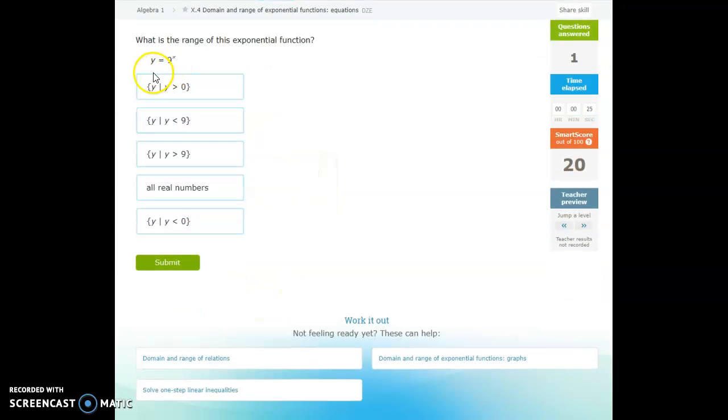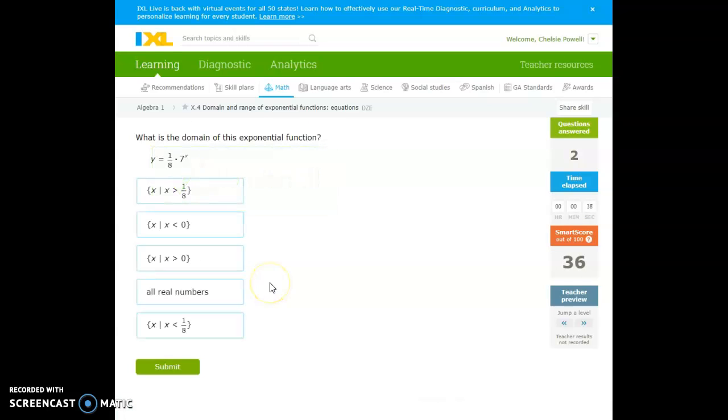The range goes to your possible y values or your output. We talked about before how those are going to be your positive values because you have an asymptote at the 0 level. So all of my y values are going to be greater than 0 for that one.